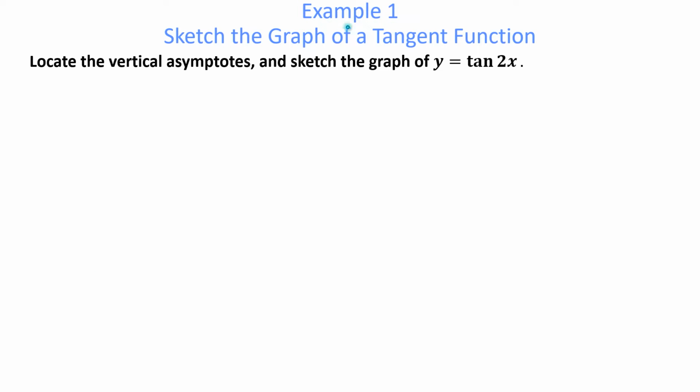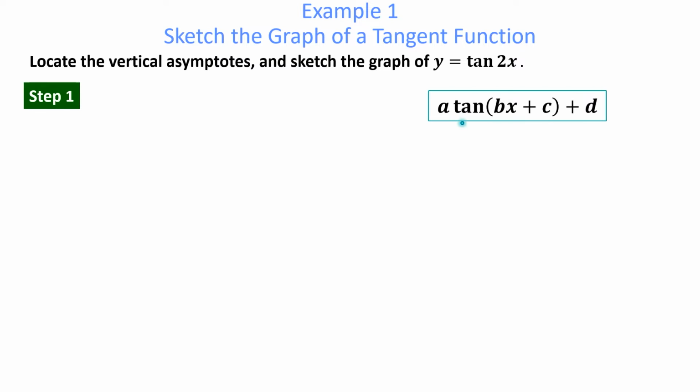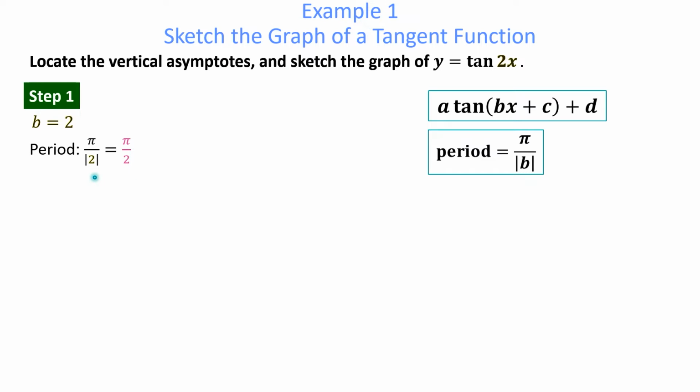So in example 1, we're asked to locate the vertical asymptotes and sketch the graph of y equals tan 2x. So for step 1, we'll try and find the period first. Now, the general form of the tangent function is this. So if we now compare the two, and I've just highlighted this bit in blue, we can see here that b is equal to 2. So now that we know b is equal to 2, to find the period, we use this formula here, pi over the absolute value of b, which will give us this over here. And we know the absolute value of 2 is just simply 2, so the period is pi over 2.